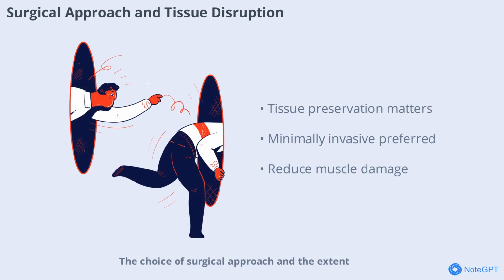Choice of surgical approach and the extent of tissue disruption during surgery can influence ASD risk. Techniques that cause more damage to muscles, ligaments, and facet joints increase stress on adjacent segments. Minimally invasive surgeries, which preserve more tissue, are associated with lower ASD rates. Preserving the superior facet joint capsule and minimizing muscle dissection are important strategies to reduce postoperative complications.